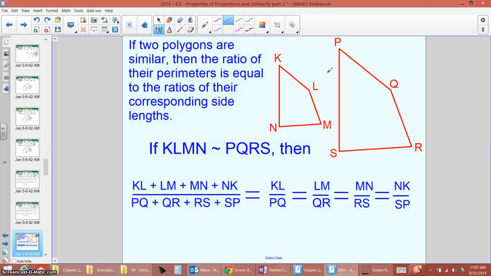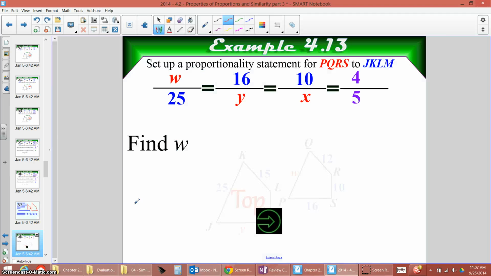If two polygons are similar, then the ratio of their perimeters is equal to the ratio of their corresponding side lengths. Oh, this is new. Yikes. It's the same thing. Each one of these pieces has the same proportions. We talked about this. This was 12/15. We reduced it to 4/5. Each piece of the puzzle has the same ratio. That same ratio also applies to the entire perimeter and the entire perimeter. It's the same fraction.